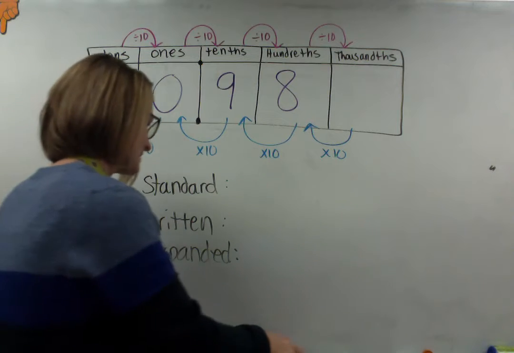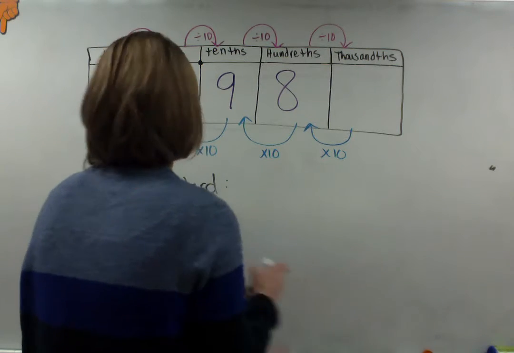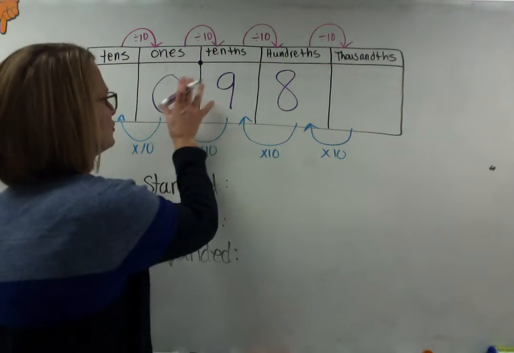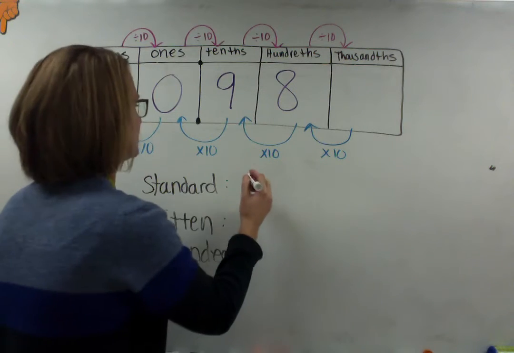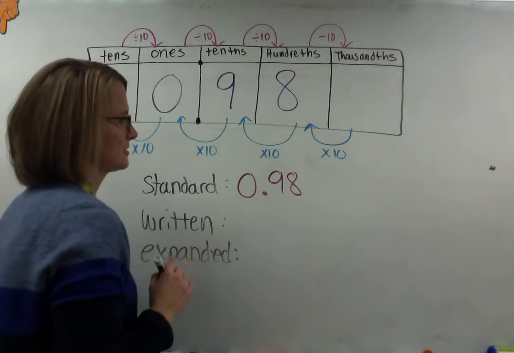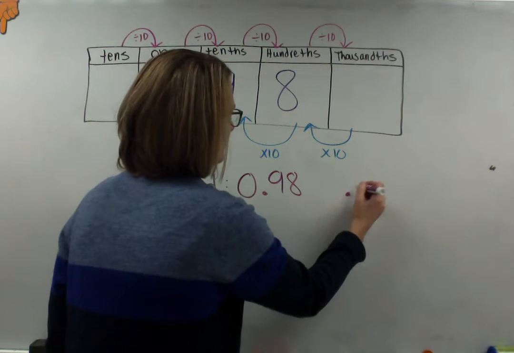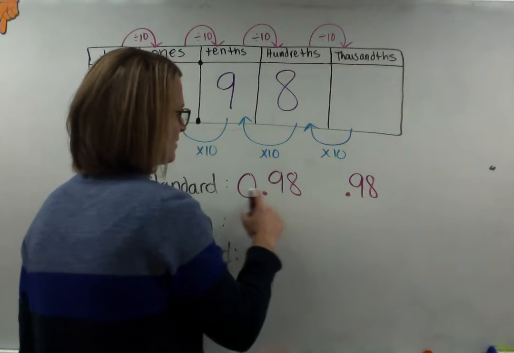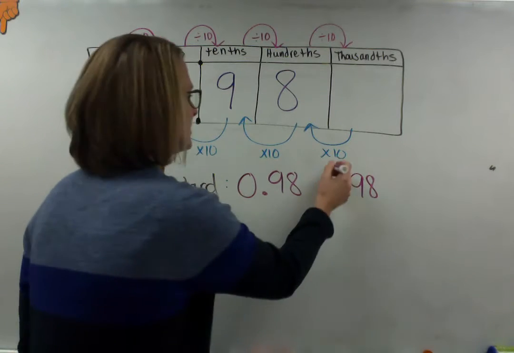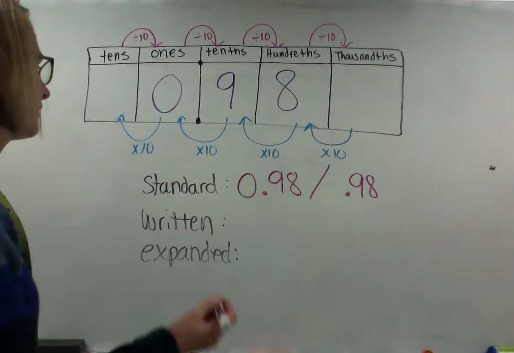So if I were to write this out in my different forms, my standard form is literally just writing it using the digits. So I would transfer it from my place value chart down here. So I have 98 hundredths. I could also write it without the 0 in front of it, and it would still mean the same thing because this is the 0 in the ones place, and this has nothing in the ones place. So either way would be acceptable, okay?